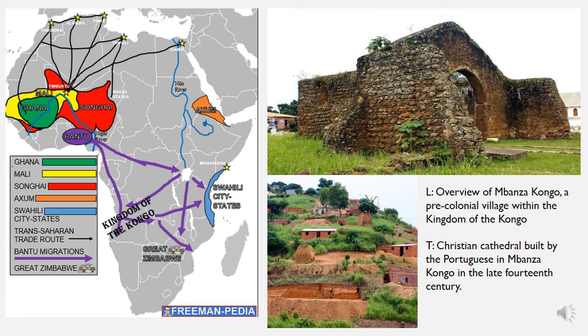It retained its traditional Bantu religious beliefs until the late 15th century, when the Portuguese arrived and successfully converted the King of the Congo and many other social and political elites to Roman Catholicism.